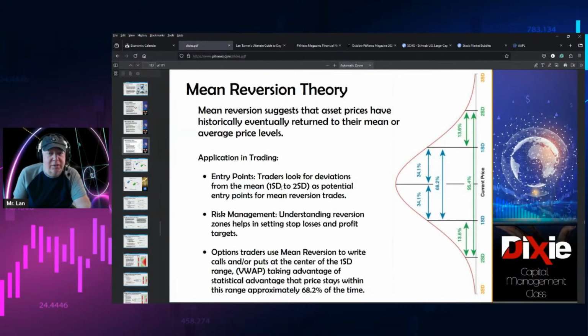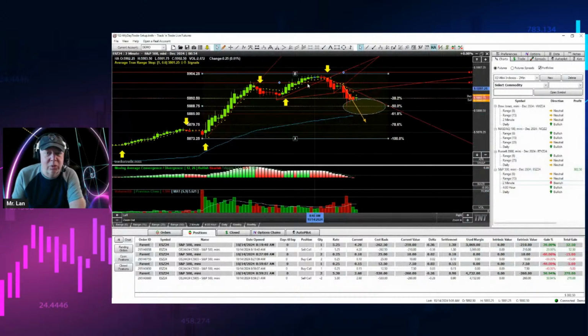Entry points: traders look for deviations from the mean. 1 standard deviation to 2 standard deviations is the potential entry point for mean reversion trades. Risk management: understanding reversion zones helps in setting stop losses and profit targets. Option traders use mean reversion to write calls and/or puts at the center of their 1 standard deviation range, which is the VWAP, taking advantage of the statistical edge that price stays within this range approximately 68.2% of the time. So that's what we're doing here. We're trading the mean reversion.